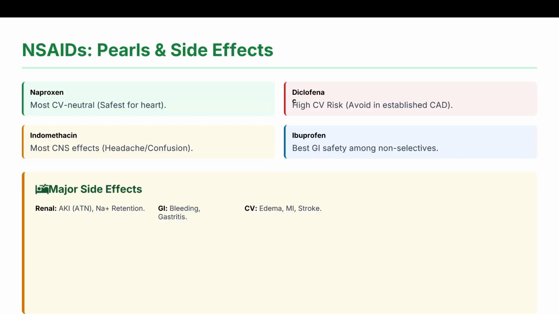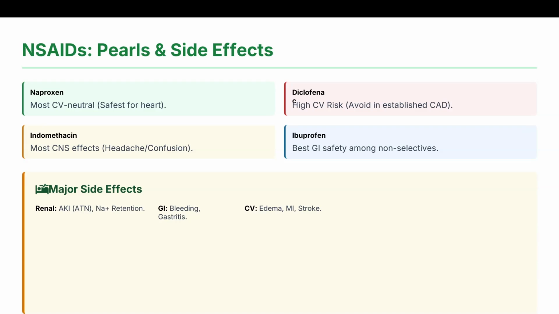So NSAIDs, pearls and side effects: preferably use naproxen. It is the most cardiovascular neutral. It is the safest drug for the heart. So preferably use naproxen if available. If not, then consider other non-selective NSAIDs like indomethacin in specific situations. It has high CNS effects, so it is not preferred in headache and confusion kind of pain.